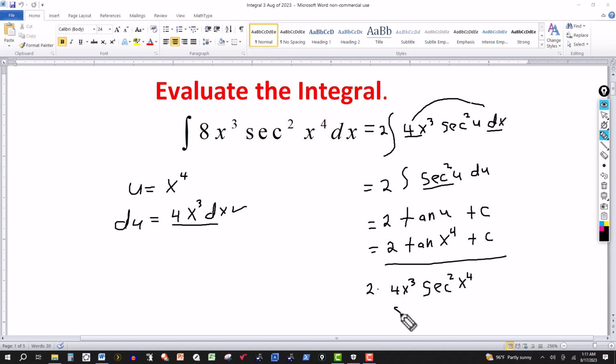Multiply this out. I get 8x to the third secant squared x to the fourth. Okay, that's just your check. But we got the answer right here.